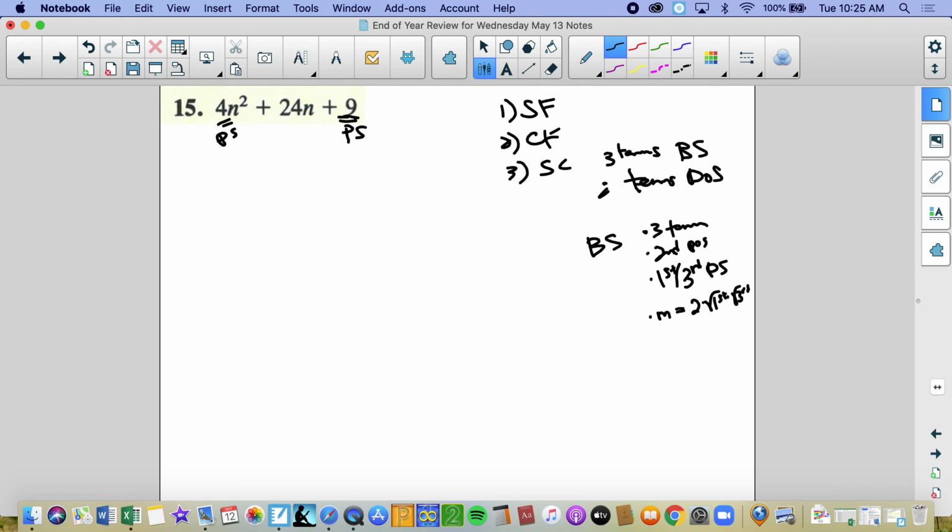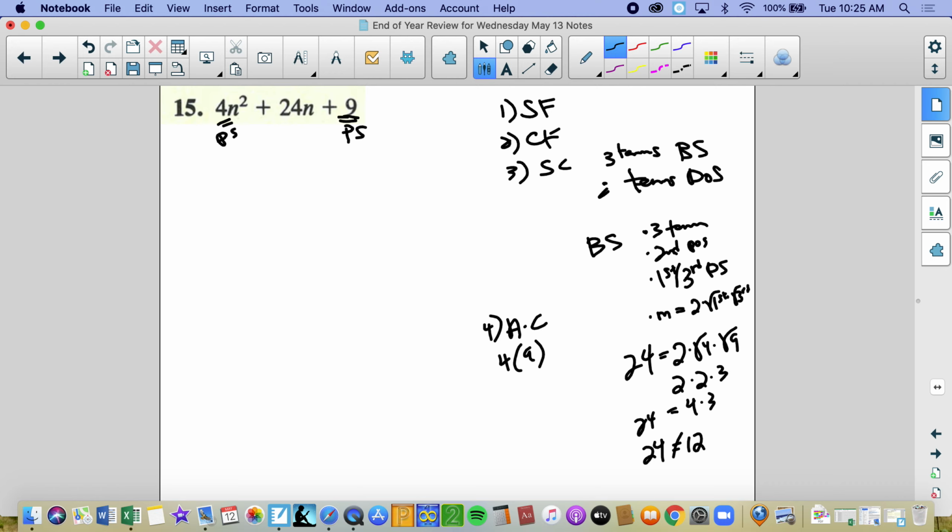So my middle is 24, and 2 times the square root of the first, the square root of 4, and the square root of 9. So 2 times 2 times 3, that gives me 4 times 3. Does that equal 24? No, it doesn't. So all that means is it's not a binomial square. It doesn't mean that we can't keep going and factoring. So at this point, now we have to try A times C, because it still might work for A times C. It's just not a binomial square.